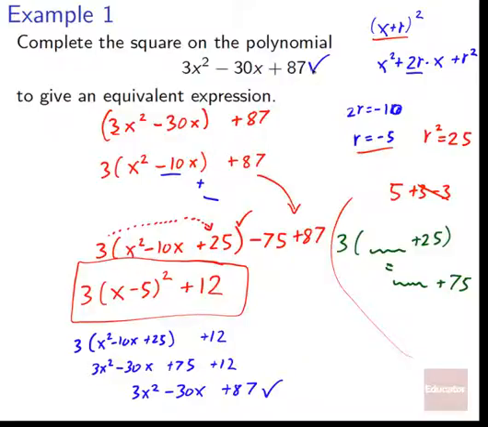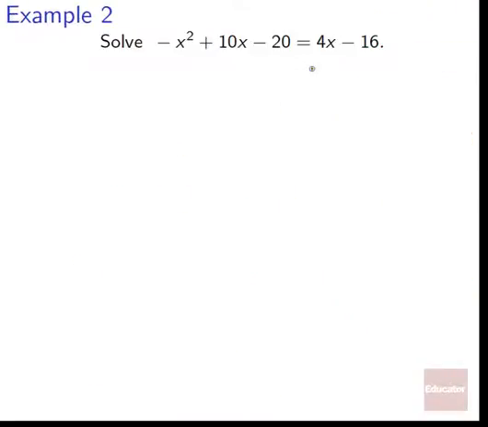All right, next one. Second example, solve negative x squared plus 10x minus 20 equals 4x minus 16. So we've got that nice fancy quadratic formula. Let's take it for a spin. First thing though, it's not currently equal to 0. So it's not set to 0. So we need to get the whole thing so it looks like ax squared plus bx plus c equals 0. So let's move things around.